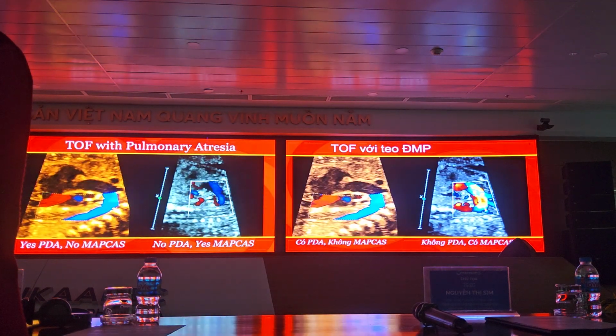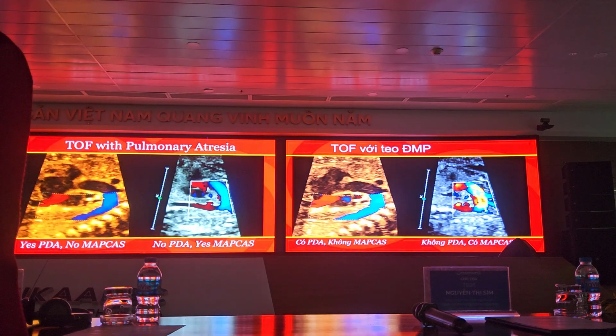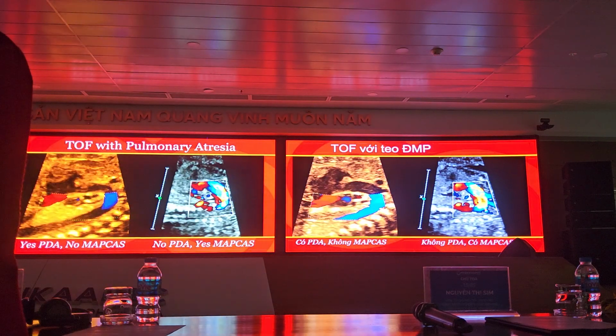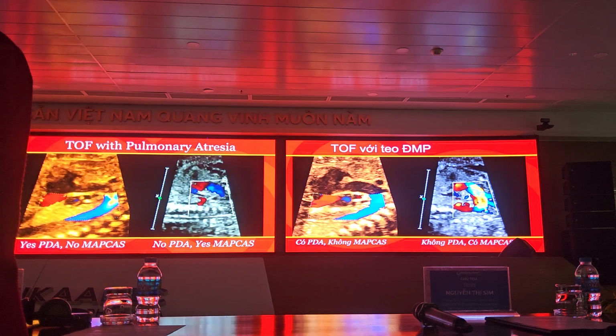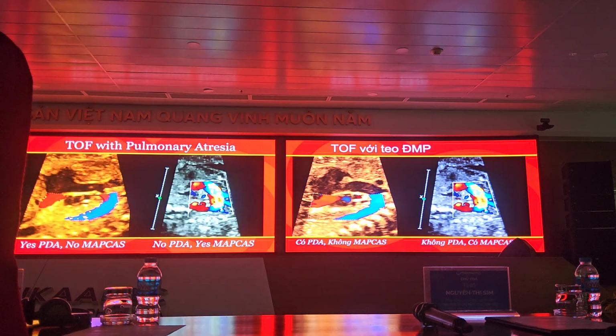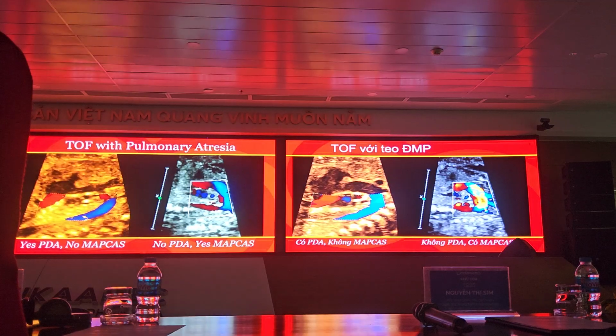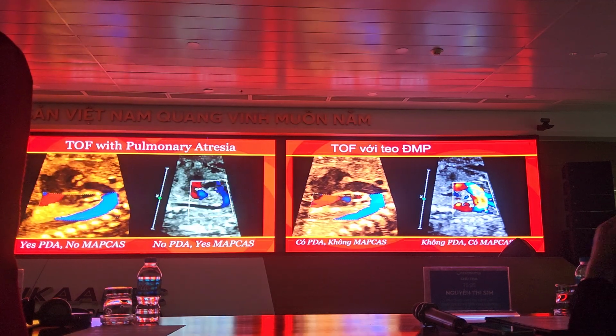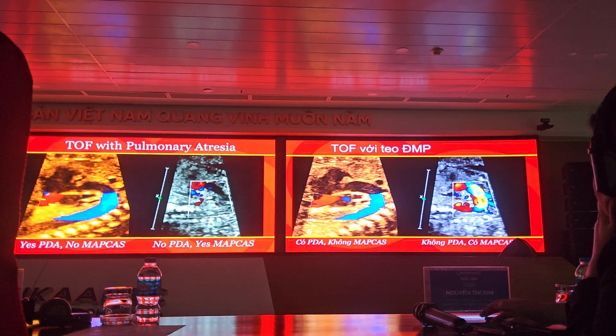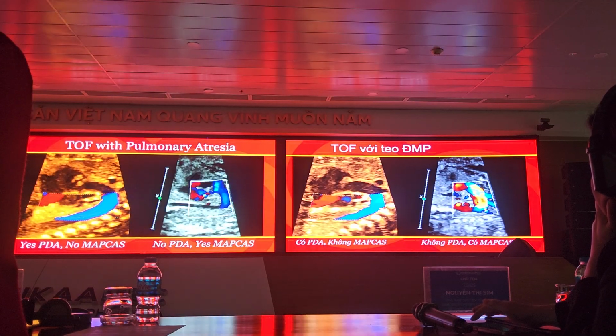And then there are various forms of tetralogy of Fallot. Some forms of tetralogy of Fallot need one surgery between 6 months and a year, and that's it. They'll have perfectly normal lives. But other forms of tetralogy can be very severe to the point that they need to be listed for transplant, or there are too many surgeries involved.